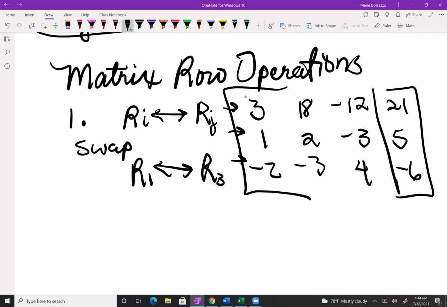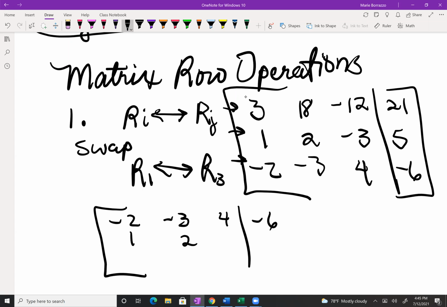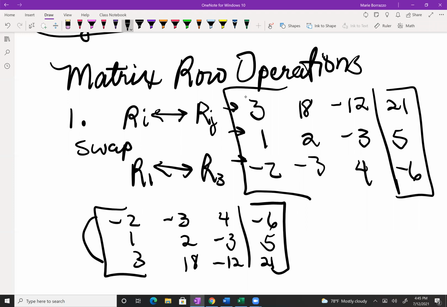So if I'm swapping row 1 and row 3, then my next matrix will be -2, -3, 4, -6. The 1, 2, -3, 5 stays. And this is 3, 18, -12, and 21. So I swapped literally rows 1 and 3. Easy to understand?